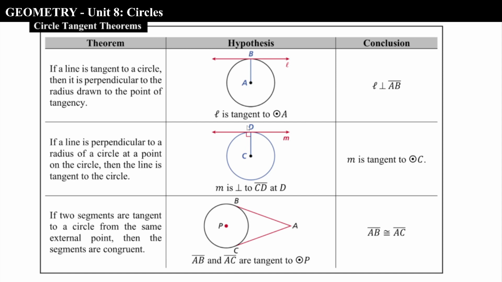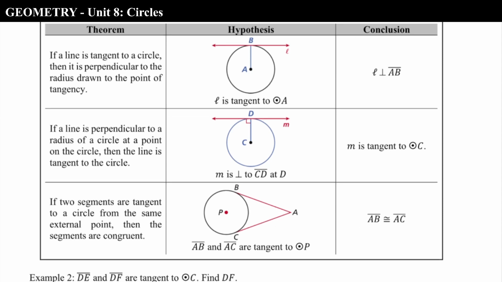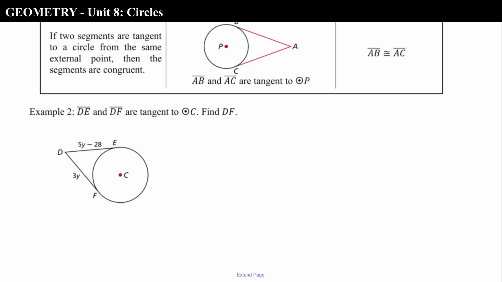And then the last theorem: if two segments are tangent to a circle from the same external point, then the segments are congruent. So if we have a tangent segment AB, where B is the only place where we touch the circle, and then we go from A to another point C, where C is also a point of tangency, then AB and AC are going to be congruent to one another. And that is what we're going to use to do this final example.